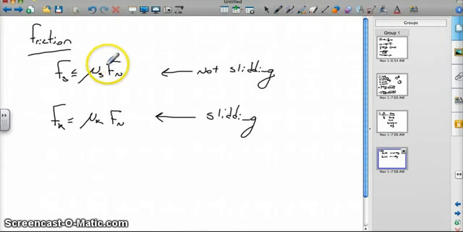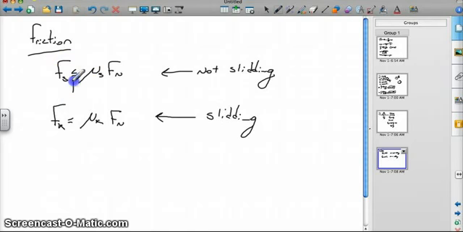So the higher the force of gravity, the higher the normal force, and the higher the normal force, the bigger the friction. So if you were to press an object down onto a table, you'd get a higher normal force, and you'd get more friction out of it.